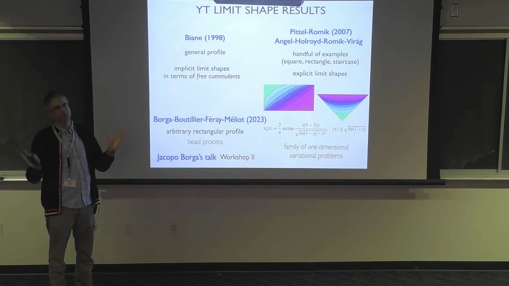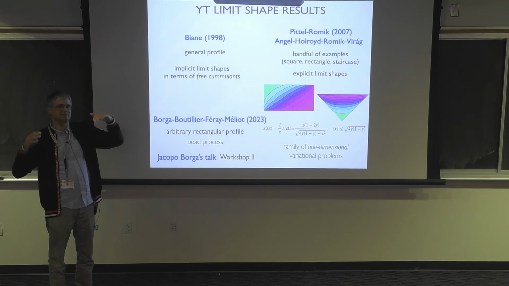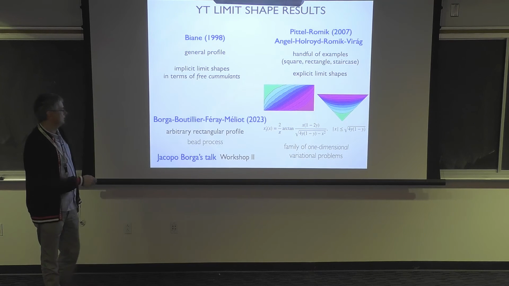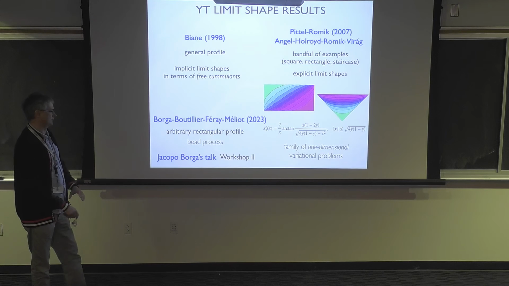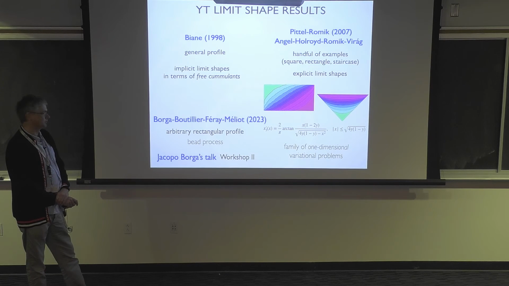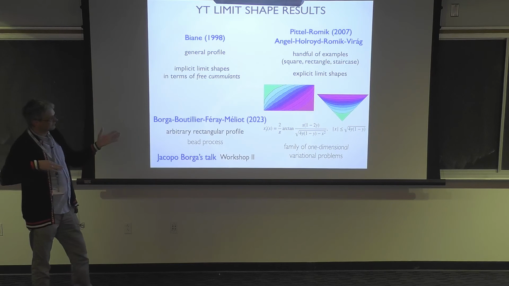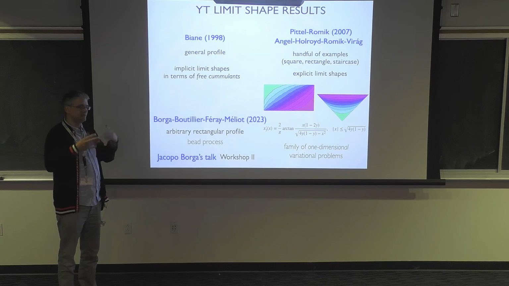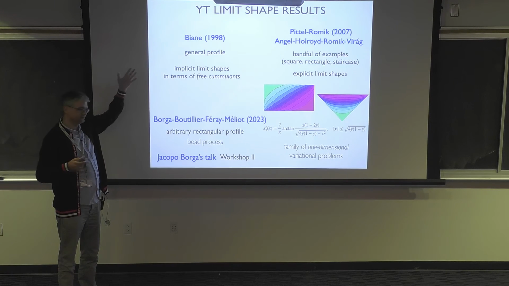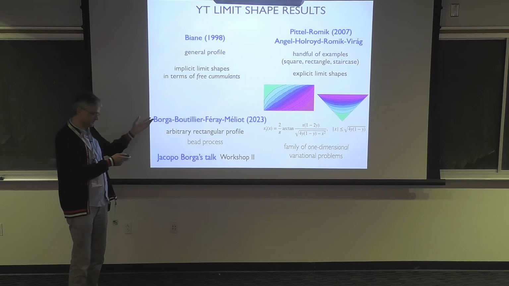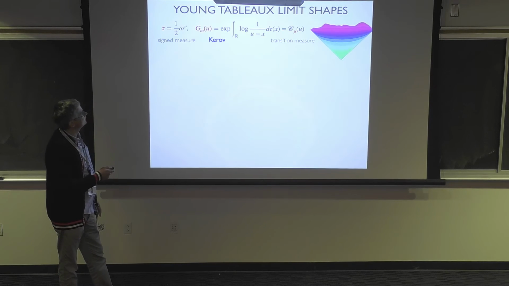So we have a fixed discrete diagram, and this is what you approach in the limit. So the profile is this rectangular profile, and Jakobov gave a talk about this in workshop 2. In terms of this work, this was solved as a family of one-dimensional variational problems. But if you view this as a genuinely two-dimensional variational problem with this intrinsic C, then one can also solve it for an arbitrary profile.